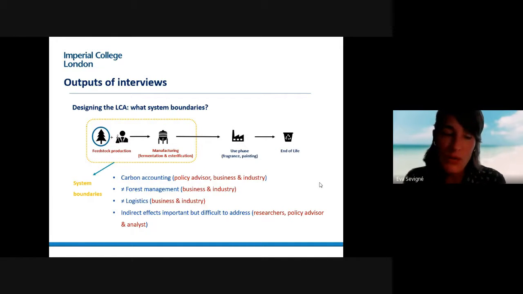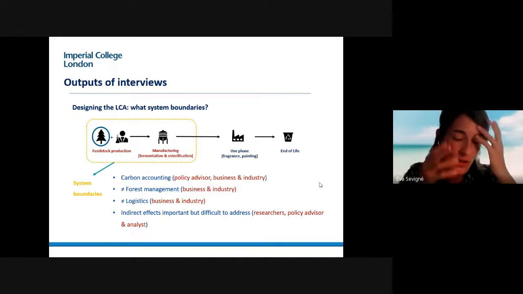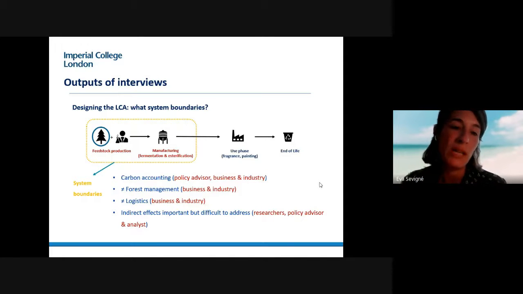And now looking into how the LCA could be designed with the stakeholder engagement, to the question of what system boundary should be included in the study. At the beginning, we were focused on the manufacturing only, but based on the interviews, we understood that we needed to expand the system boundaries to also include the production of the feedstock. So we limited the study to a cradle to gate. And it was very important to most of the stakeholders how the use of forestry resources is going to affect the carbon accounting.